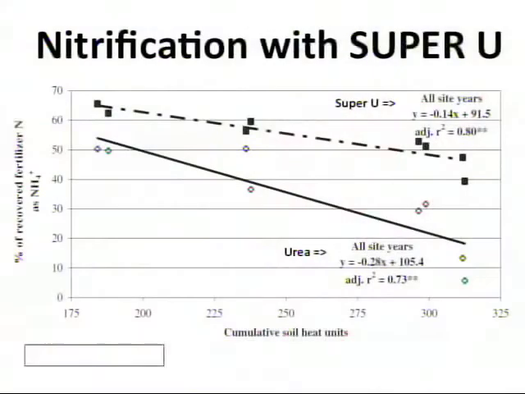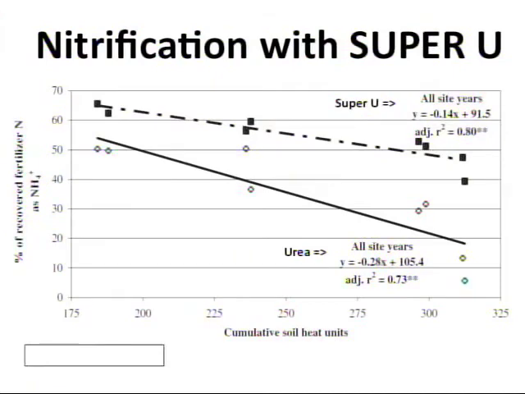If you look at this graph, they're comparing Super U with urea, and Super U is a product that has AGROTAIN, but it also has DCD, the component that gives the nitrification inhibition. On the x-axis is basically heat units or time, and as it gets warm, you expect that ammonium to nitrify over to nitrate. A urea graph is showing that as you get out to 300 heat units, you've only got about 20% of your ammonium left.